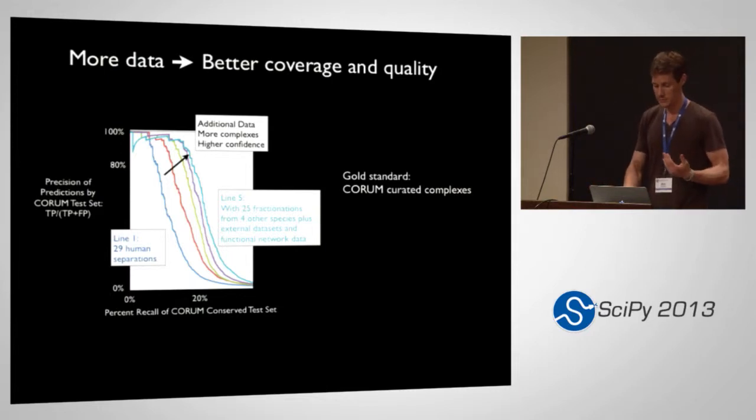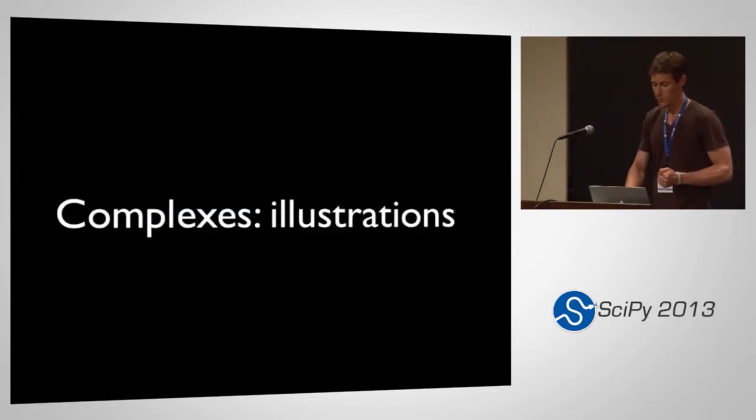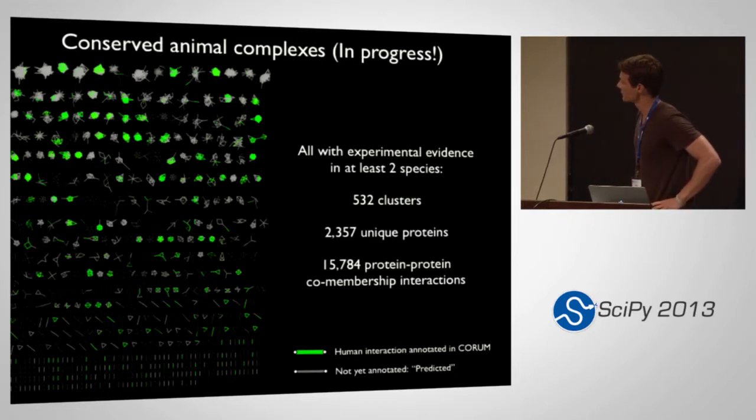And to make this a bit more real in terms of the biology that I'm talking about, I'm going to show a couple pictures here of the predicted complexes, and this is a work in progress. This is a couple versions ago, but it hasn't changed drastically. This is a visualization of complexes that we have evidence for in at least two species. So we're calling this our conserved animal complexes map, predicted conserved animal complexes.